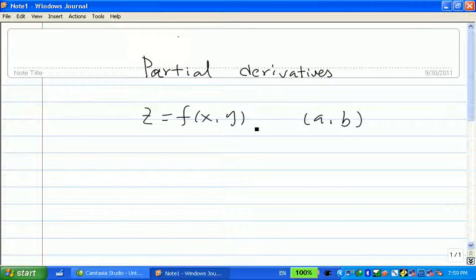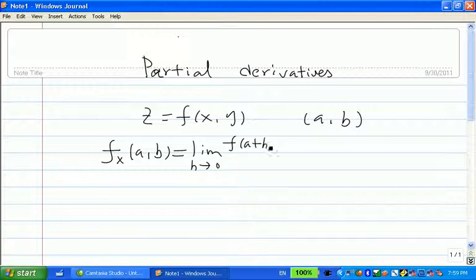Since f depends on x and y, when you are taking a derivative, you have to say with respect to which variable. For example, we want to find f_x(a, b). This means we take the derivative of this function with respect to x at the point (a, b). It is defined as the limit as h goes to 0 of f(a plus h, b) minus f(a, b), over h.